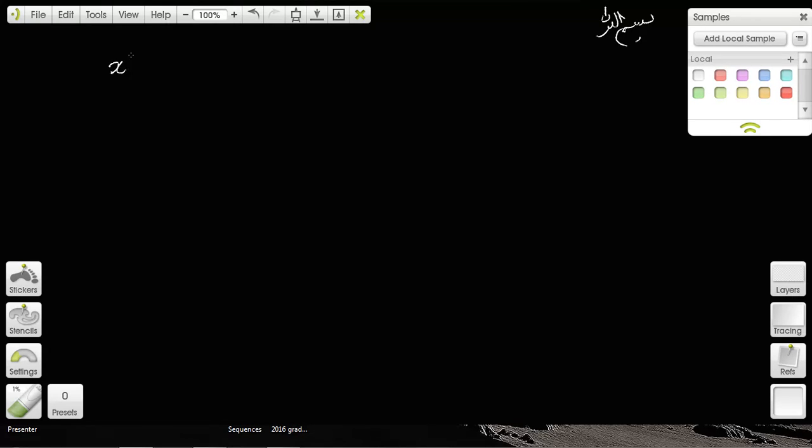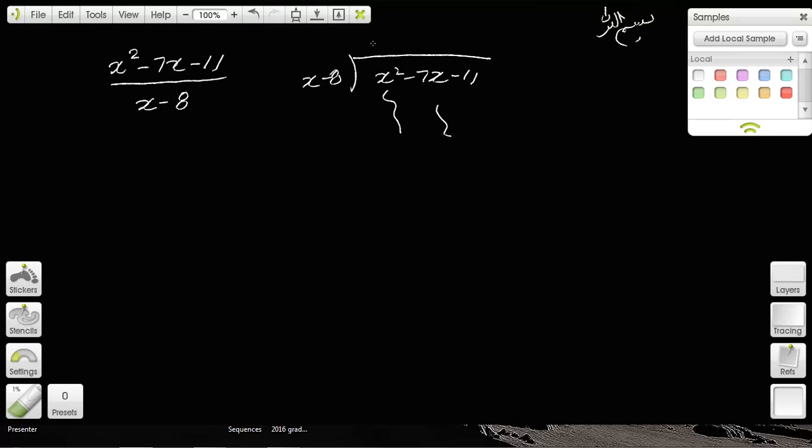So the first problem is this one: x squared minus 7x minus 11 divided by x minus 8. If you were to do long division, you would write x squared minus 7x minus 11 inside, and x minus 8 outside, like this, and then you would go about doing the long division. But with synthetic substitution, we don't do it like that. So we're going to do this long division using synthetic substitution.